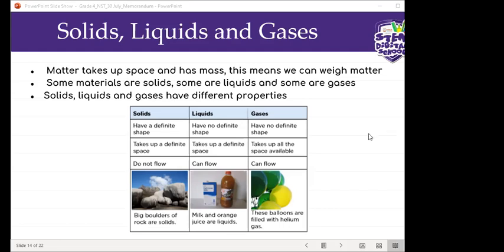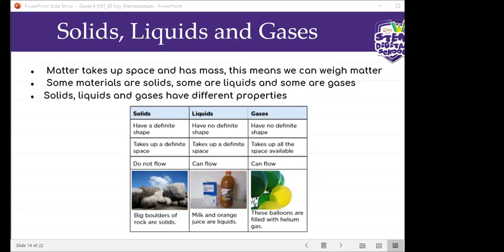Solids have a definite shape. Okay, and then what's another property? Solids take up definite space. Okay, and then what else? Solids do not flow. Solids are big boulders or rocks. All right, beautiful. Thank you very much, Kingsley.